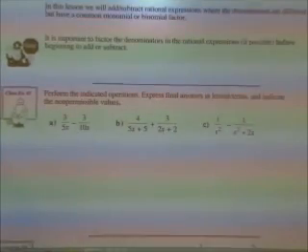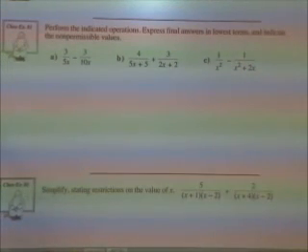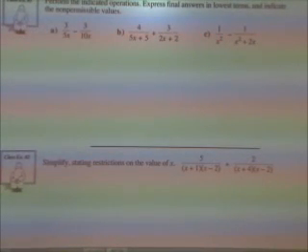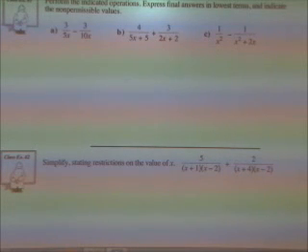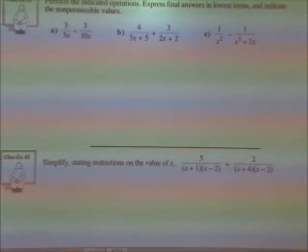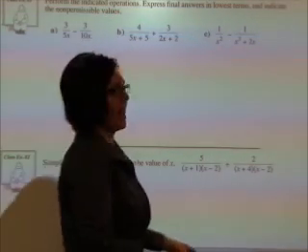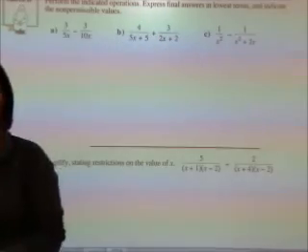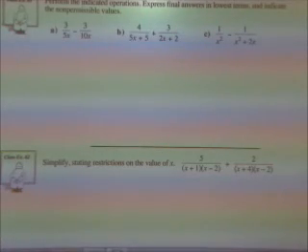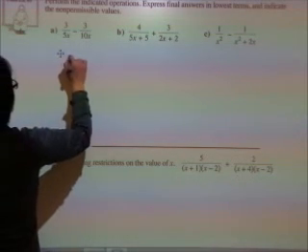So if we look at class example number 1, it says perform the indicated operations, express final answers in lowest terms, and indicate the non-permissible values. So in question A, I've got a 5x and a 10x. So what would be my common denominator? 10x.